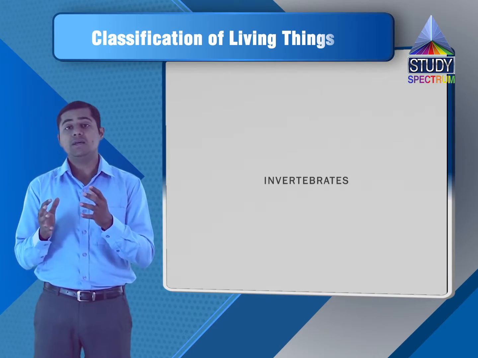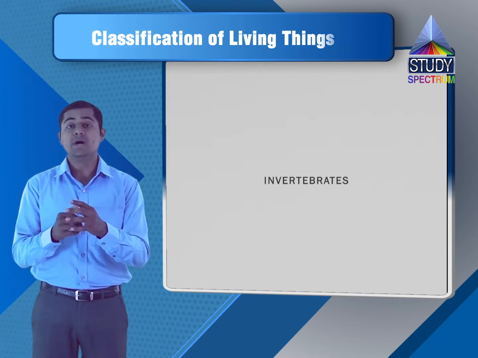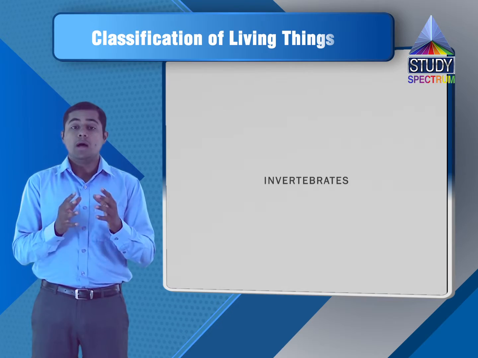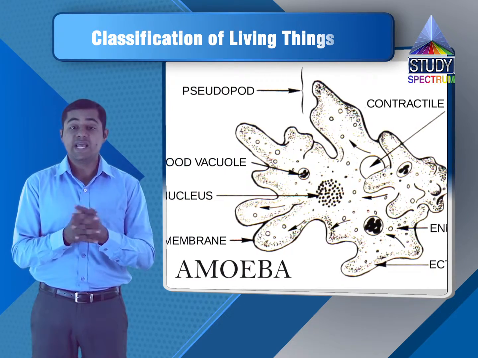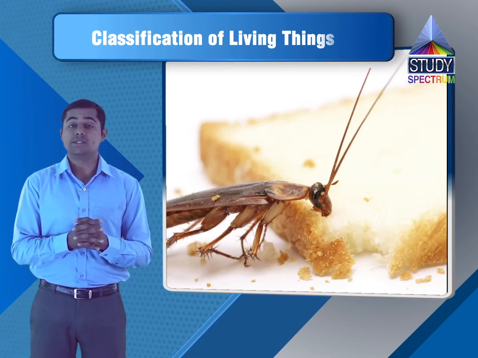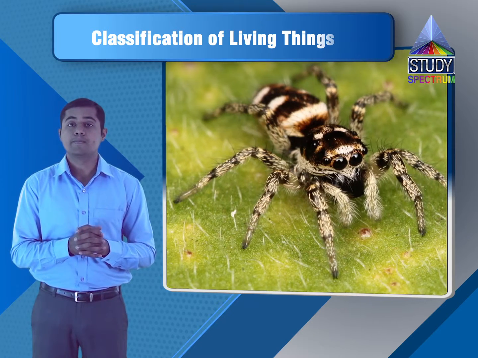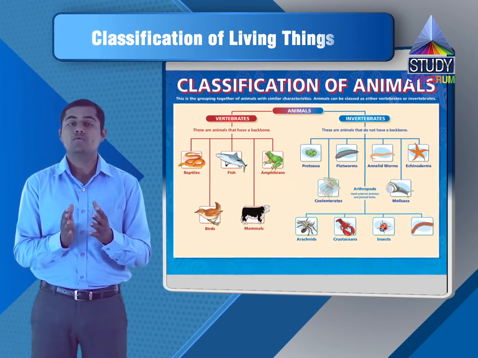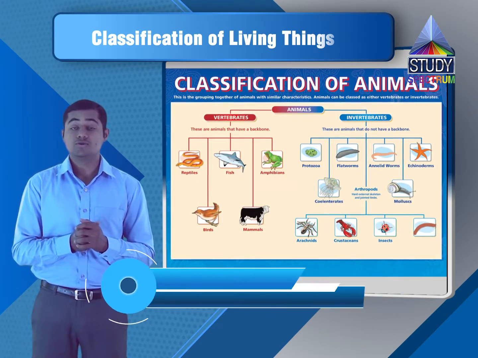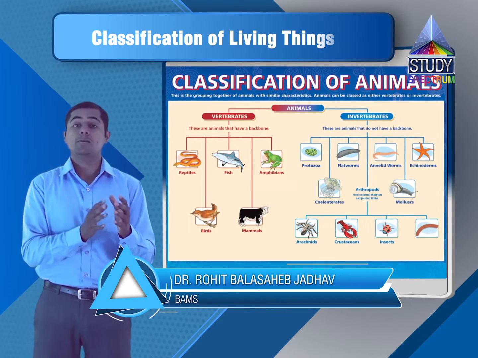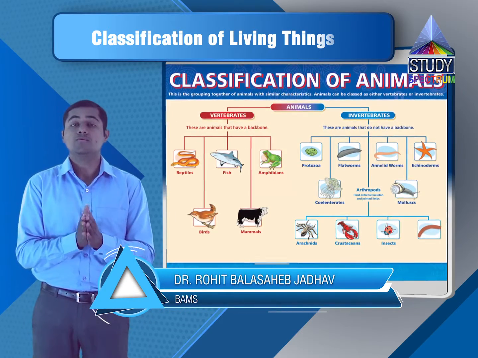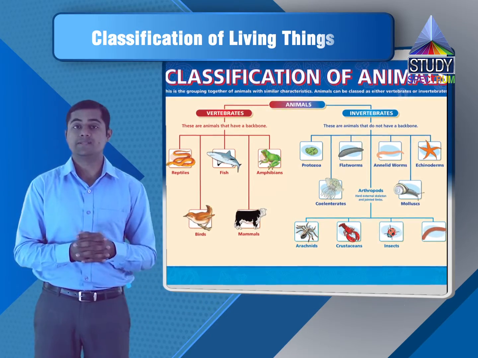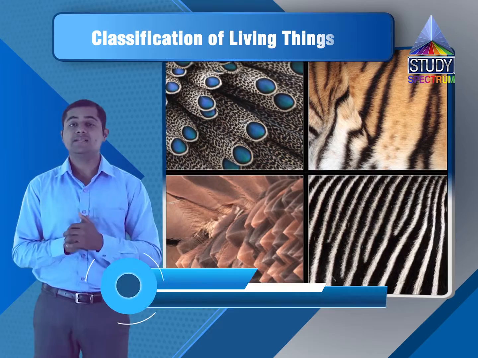Now, which are the invertebrate animals which do not have the vertebral column? Amoeba, snails, cockroaches, insects, spider. These animals do not have a vertebral column. So, on the basis of having a backbone or not, we can classify the animals into these 2 subgroups, vertebrates and invertebrates. Let's see the next criteria.